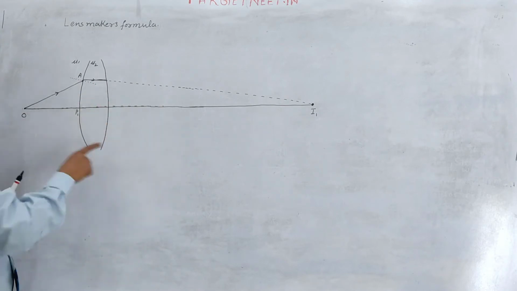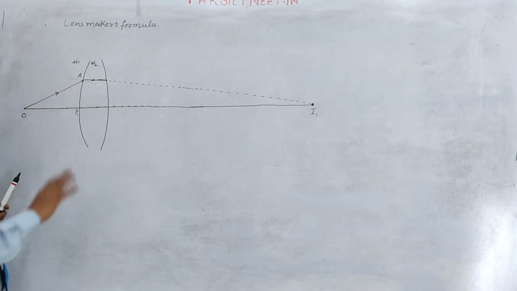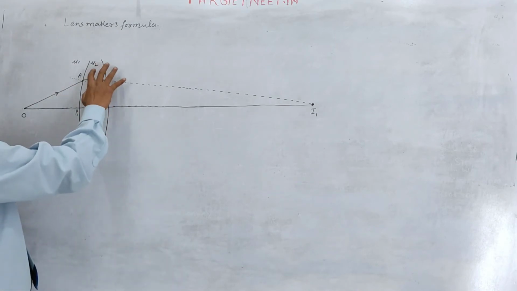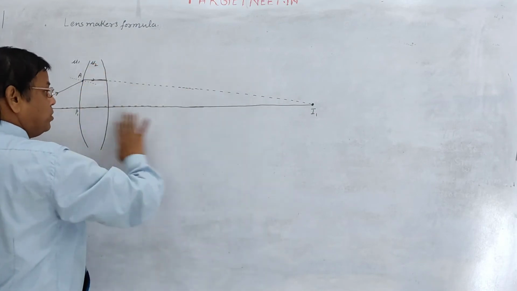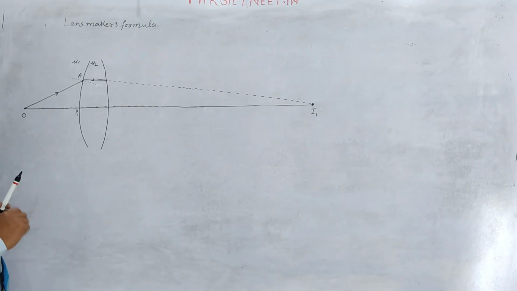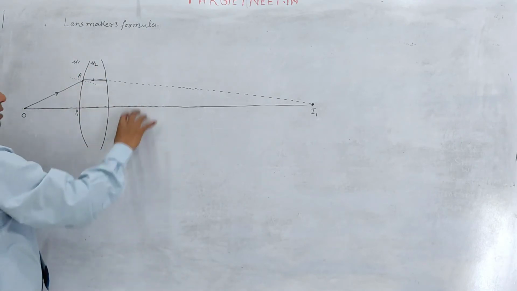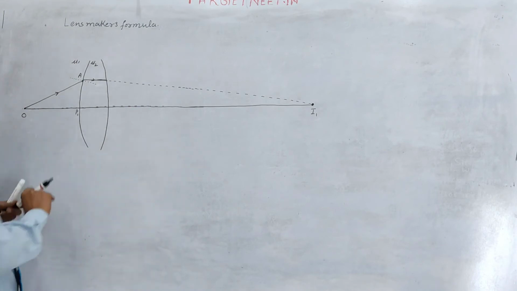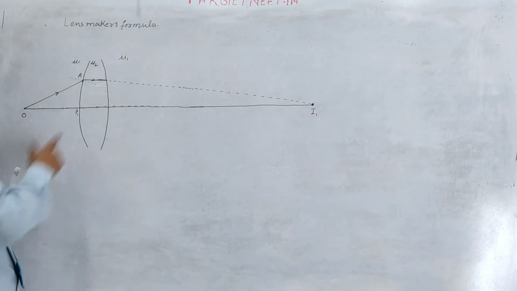The image will be there only if refraction at A occurs and no other refraction, and no other refraction will occur only if there is a continuous medium mu 2 present up to there. But here mu 2 is limited to this region. Here air is present, mu 1 is present. So there will be one more refraction here.